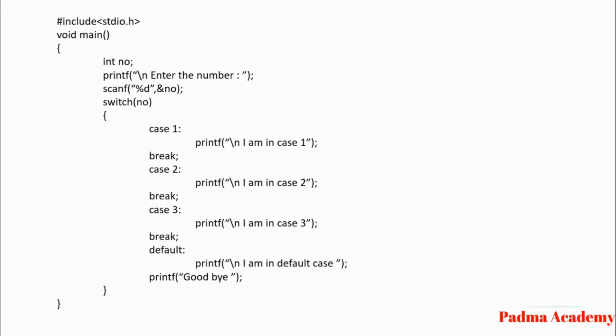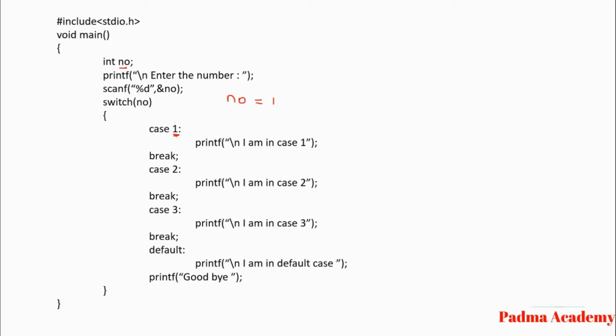Then we will see one program on the switch. So this is NO, the variable of type integer, and we are printing on the console, enter the number. Suppose the user has entered 1 over here. So NO is equal to 1 because the user has entered it. We have declared here the expression, that is, we have given a constant expression, that is NO, whose value is 1. So it will execute case 1, and it will print I am in case 1.